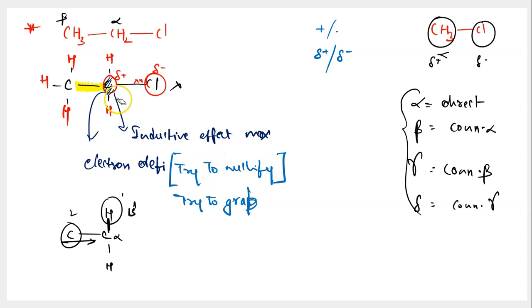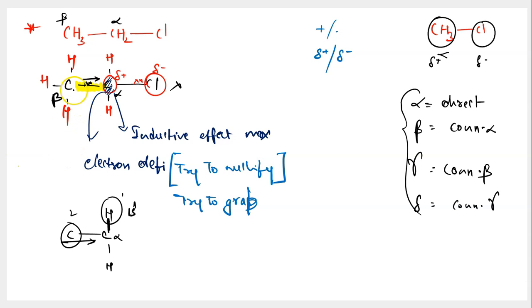And how can it grab electrons? You can take electrons from chlorine, but that's not possible because chlorine is more electronegative. It can try taking electrons from hydrogen, but that is also not possible because hydrogen's nuclear charge is higher. So electrons cannot be taken from hydrogen. The only option left now is carbon, the adjacent carbon. So this alpha carbon will now try to take electrons from this beta carbon. The alpha carbon, which is delta positive, which is electron deficient, will now try and absorb the bond pair of electrons of this beta carbon towards it a little.